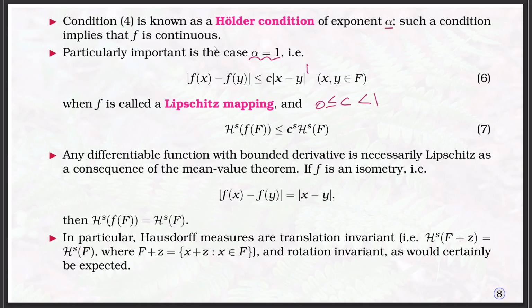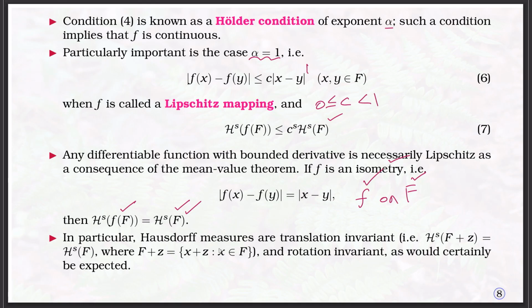Then again the s-dimensional Hausdorff measure inequality is true, because taking alpha as 1, it becomes H^s(f(F)) less than or equal to c^s times H^s(F). Any differentiable function with bounded derivative is necessarily Lipschitz as a consequence of the mean value theorem. If f is an isometry, that is, the distance between f(x) and f(y) is equal to the distance between x and y, then the measures are equal. The s-dimensional Hausdorff measure of F and its image under the mapping f are both equal.